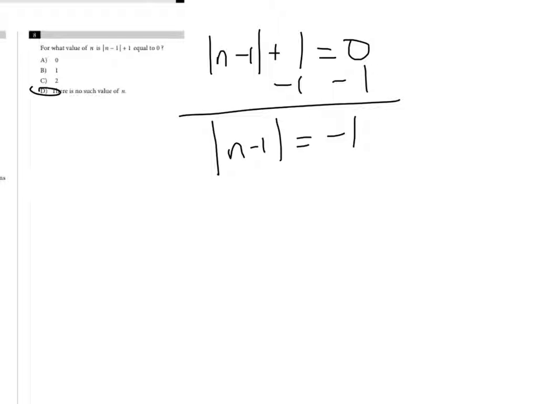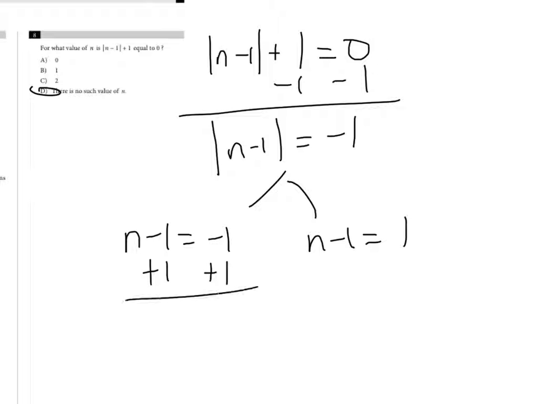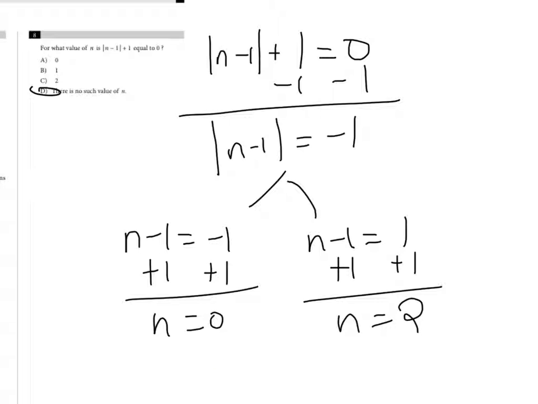And even if you decide to continue on with this and say, oh, let's split it up, you'll end up getting n minus 1 equals negative 1, and n minus 1 equals positive 1. And if you were to solve for n in this case, you'll end up getting 0 and 2, which actually are answer choices A and C, so you'll be left stuck thinking, what did I do wrong?